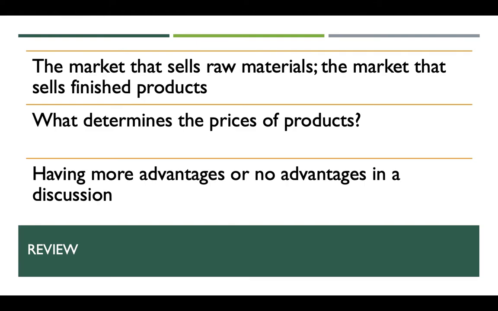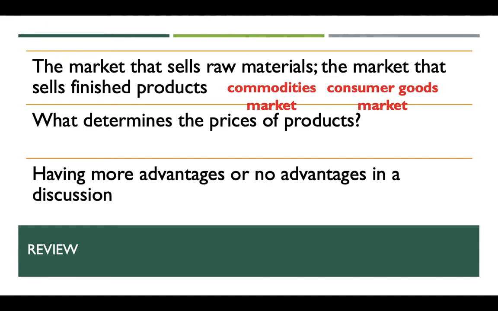The first one, the market that sells raw materials. What is it? Raw materials, meaning before they were turned into what we see on display. So this kind of market is called the commodities market. And after they are packaged and put on display, then this becomes a market that sells finished products. Then we call this a consumer goods market.